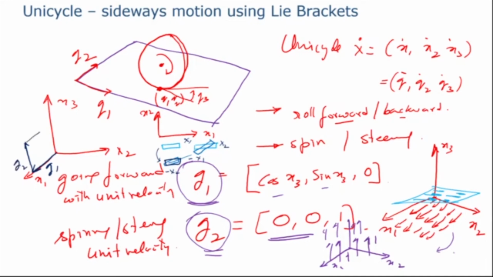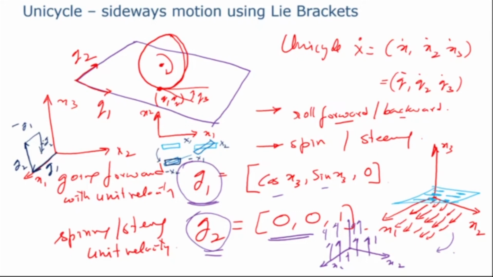Now it has gone back again. This is my g1. This is minus g1. And it has come here. Now this is my minus g2. Because it is having a steering and rotating, it will not come back to the x1, x3 plane. This is going to be a slightly different point. So this is my minus g2 now.